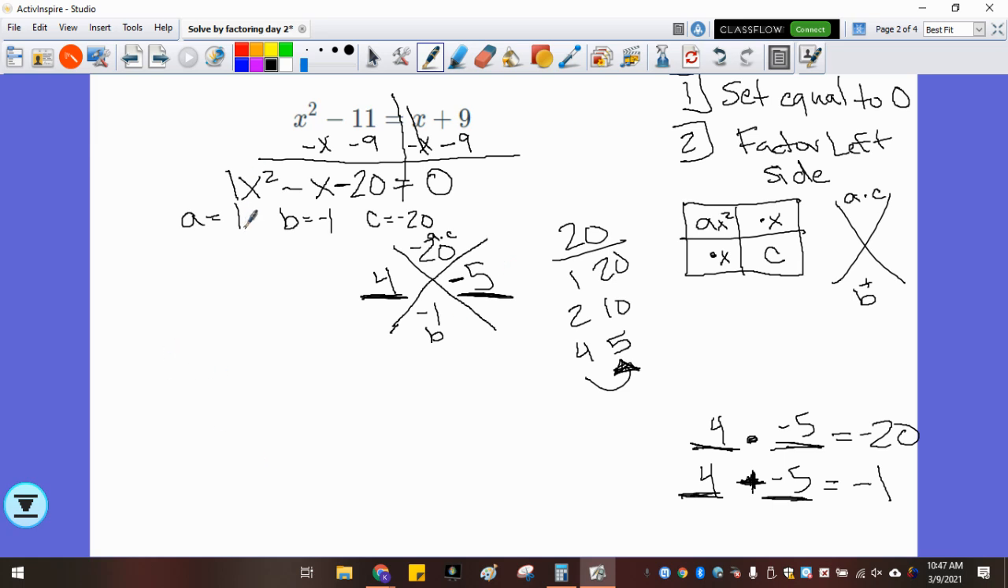Since a equals 1 in this last question of the day, you can skip your reverse box method and just go to your answer. x times x gives you x squared, positive 4, negative 5. Just to show you it worked.